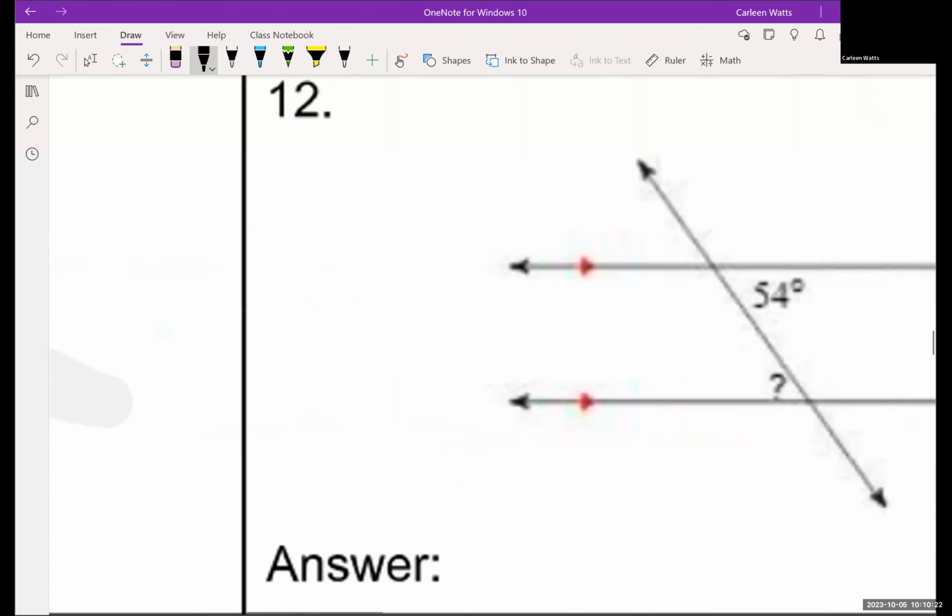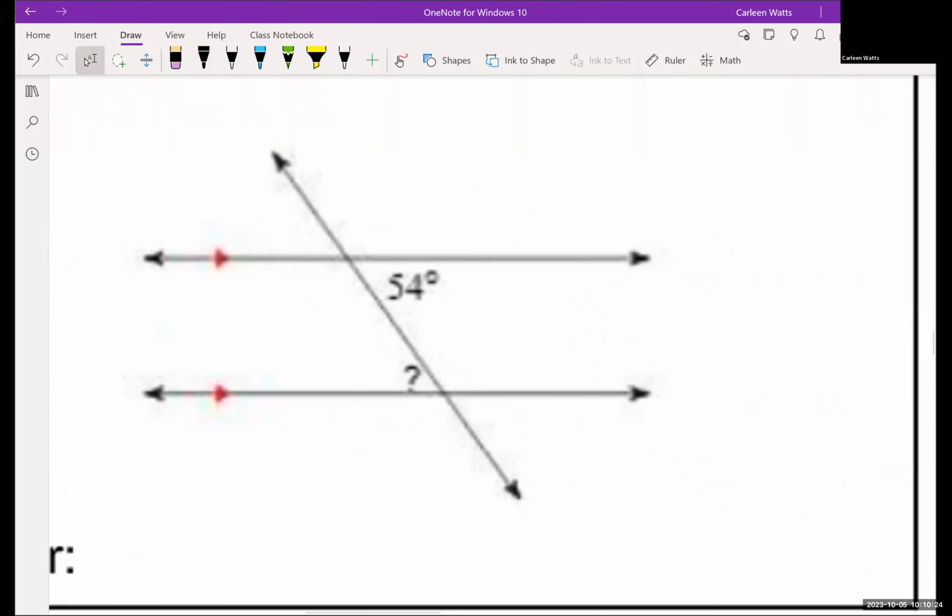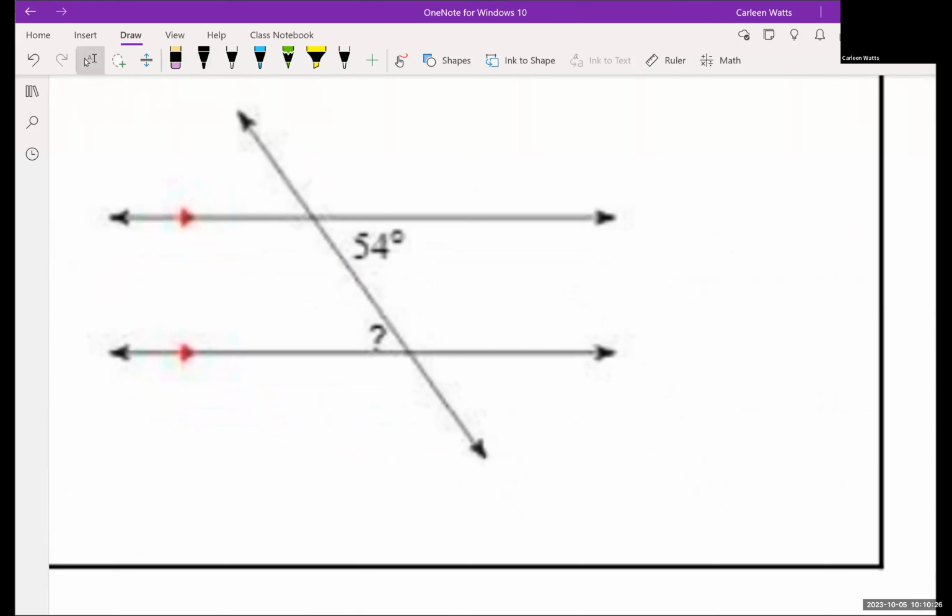Okay, number 12. So I need vocabulary and what is X equal to? So do this one. I'll be right back.